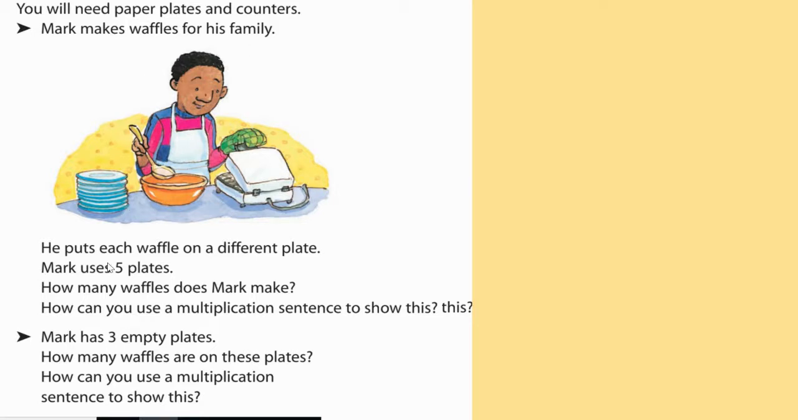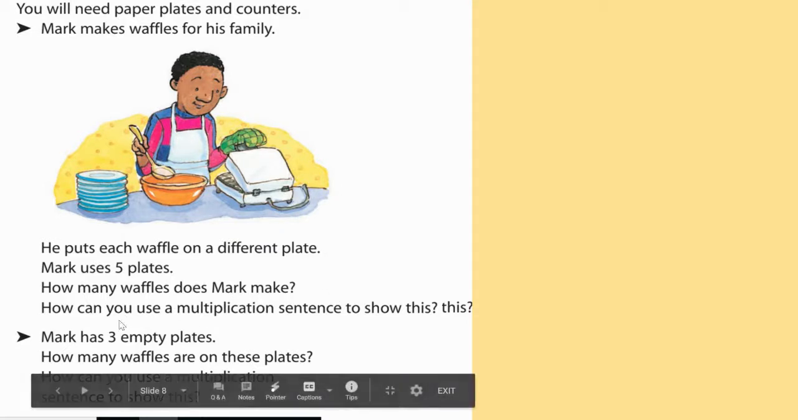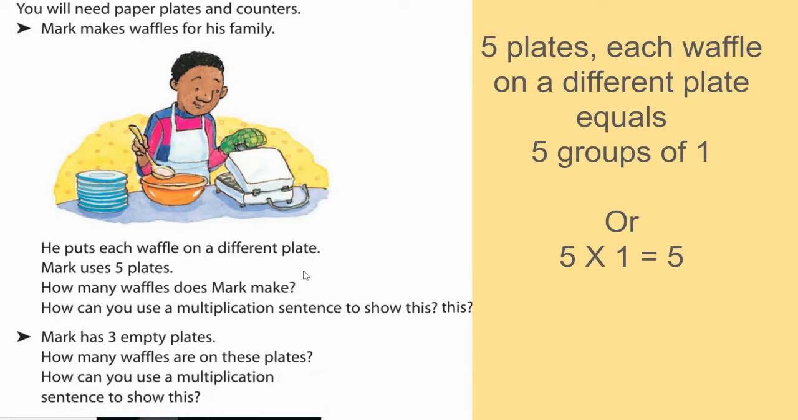So this person, he puts each waffle on a different plate. Mark uses 5 plates. So when he says each waffle, that's 1 waffle. How many waffles does Mark make? How can you use a multiplication sentence to show this? Okay, so the first one is there are 5 plates, each waffle on a different plate.